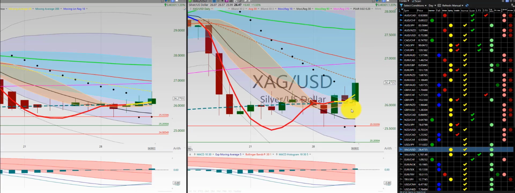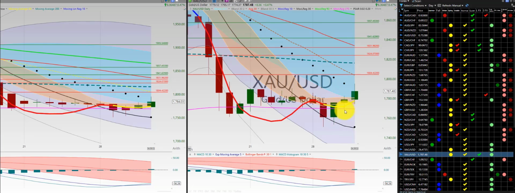Friday's out. Silver bounce on the 200. Looks like it's going to retest the high here, the RL270. Same thing with gold, a nice hovering around the RL270. Could go up there with 200.